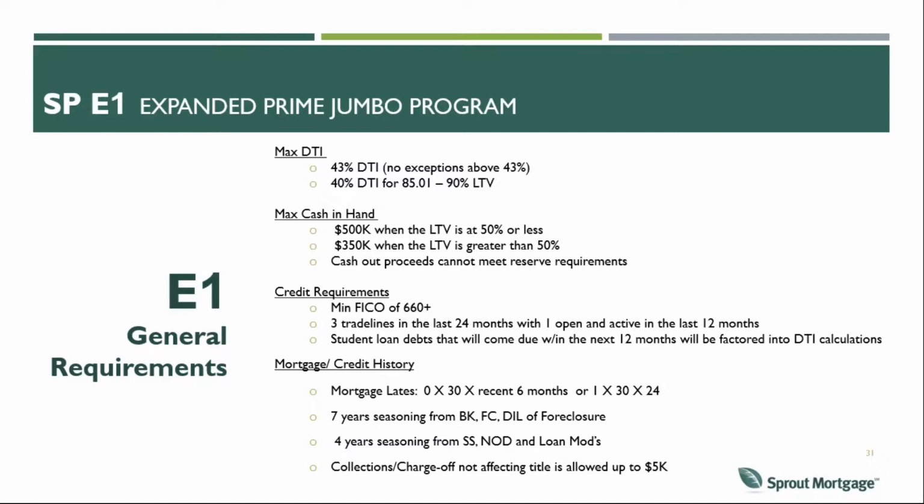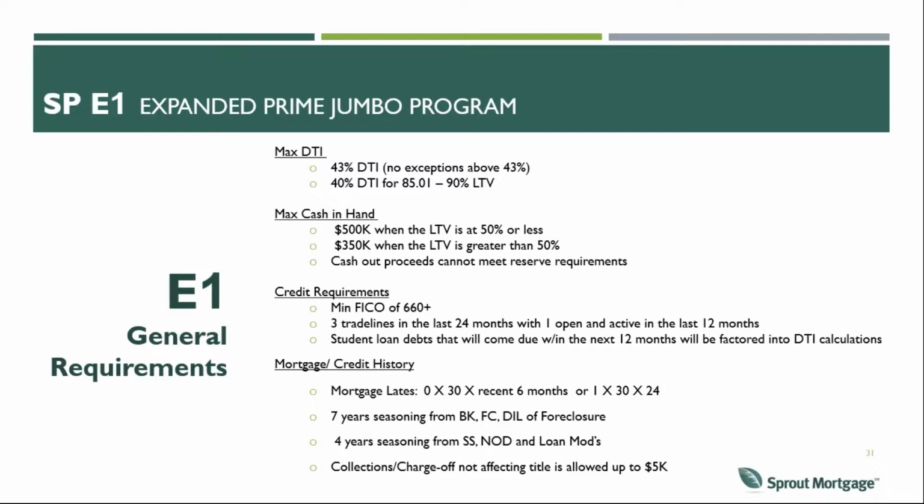Credit requirements: minimum FICO score of 660, 3 trade lines in the last 24 months with at least 1 open and active in the last 12 months. Student loan debt that's within 12 months is going to be included in the debt-to-income ratio calculation.